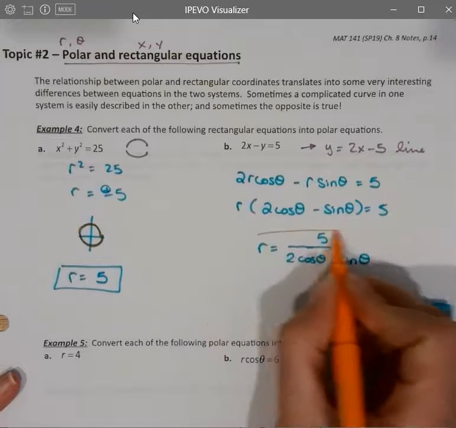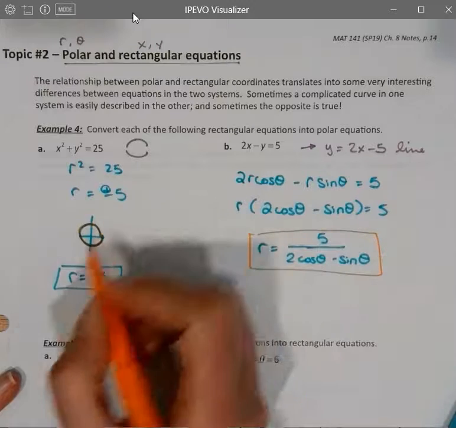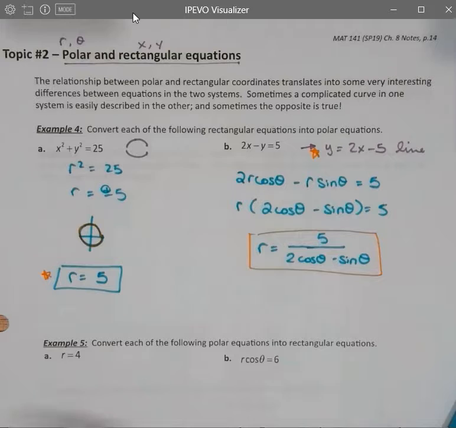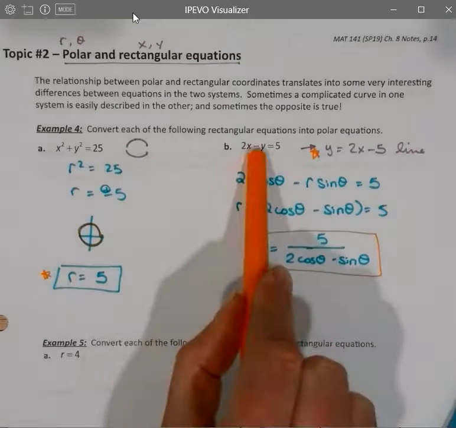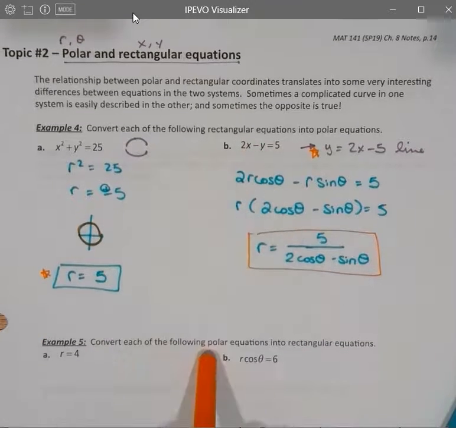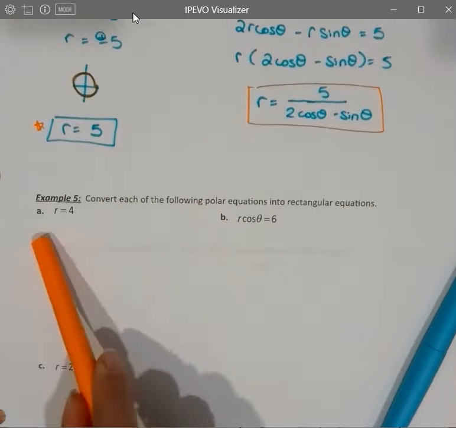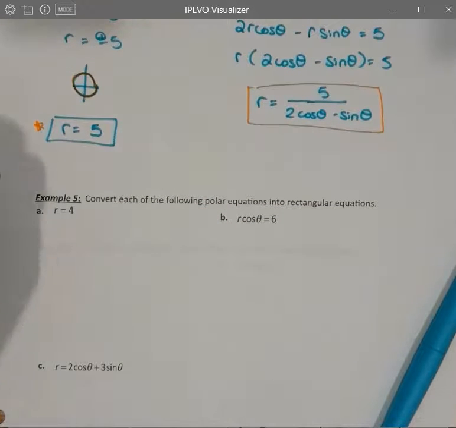So again, we said sometimes we have something that looks better in polar coordinates than rectangular. Sometimes we have something that looks better in rectangular coordinates than polar. These were both originally in rectangular, and we converted them into polar. Let's take a look at the reverse. These are both originally in polar. What would it look like if I converted them into rectangular?